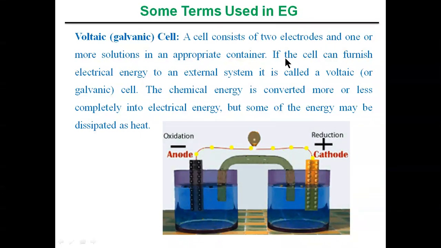If the cell can furnish electric energy to an external system, it is called a voltaic or galvanic cell. In this voltaic cell, the chemical energy is converted more or less completely to electrical energy, but some of the energy may be dissipated as heat. That's what you can see: the bulb is glowing just by converting the chemical energy to electrical energy. So here is the galvanic cell.